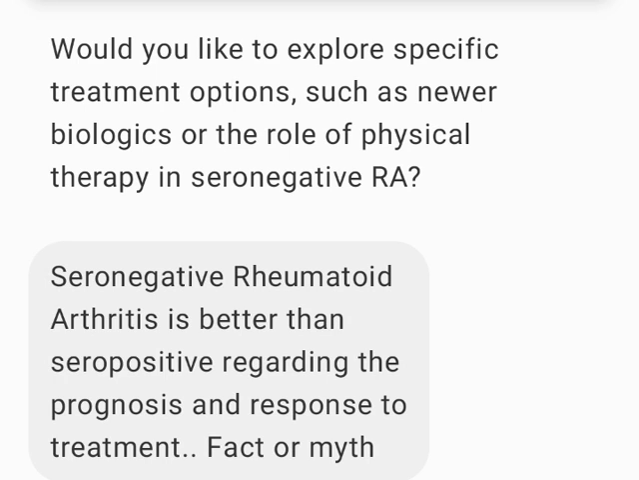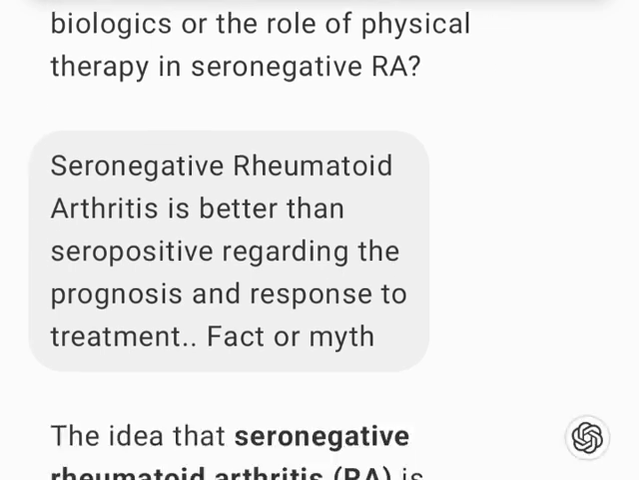Would you like to explore specific treatment options, such as newer biologics or the role of physical therapy in seronegative RA?